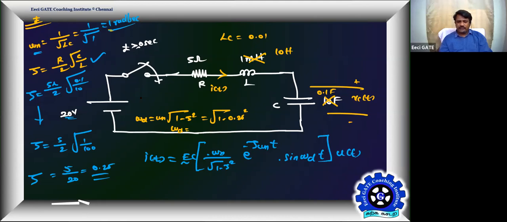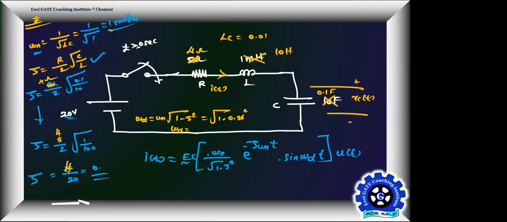Otherwise, I will do one thing. I will make a round number for this also. So it's 0.2 instead of 0.25. Let me choose this as a 4 ohm resistor. So this is going to be 4 ohm and this is going to be 4 by 2, then it is going to be 4 by 20. 4 by 20? 1 by 5? 1 by 5 is 0.2. Yes, it's an easy calculation now.